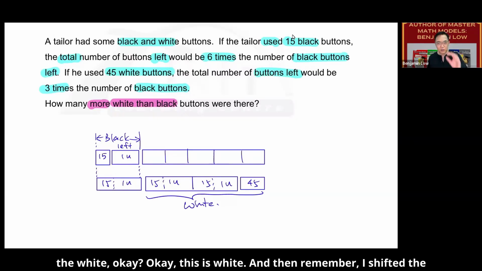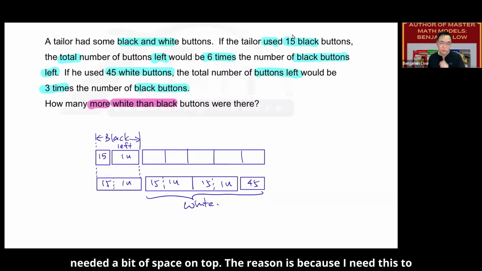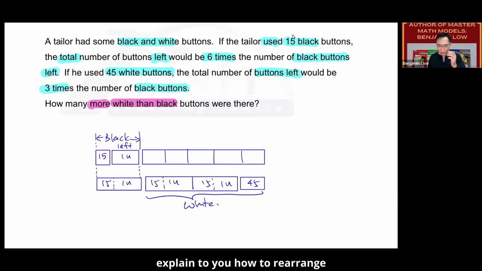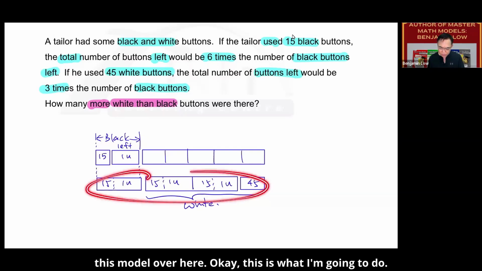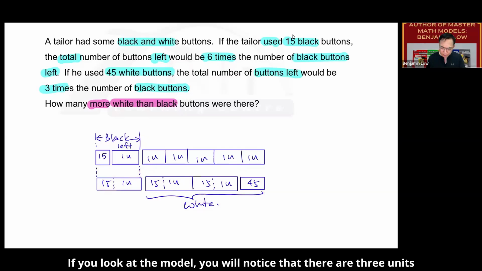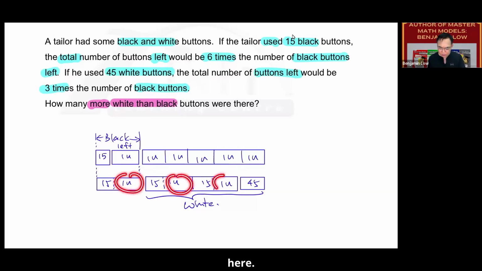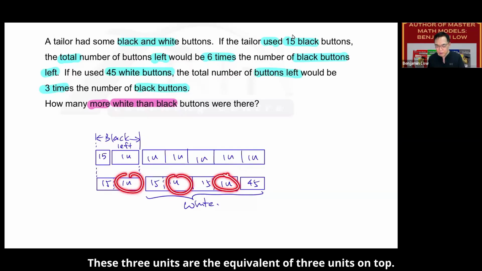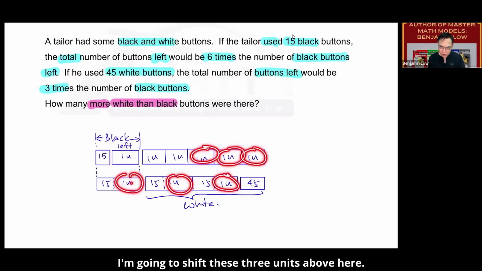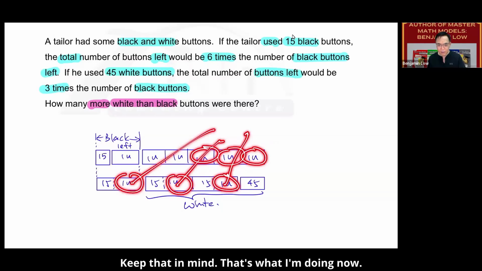And then, remember, I shifted the model down because I needed a bit of space on top. The reason is because I need this to explain to you how to rearrange this model over here. Okay, this is what I'm going to do. If you look at the model, you will notice that there are 3 units here. These 3 units are the equivalent of 3 units on top. I'm going to shift these 3 units above here. Okay, keep that in mind. That's what I'm doing now.